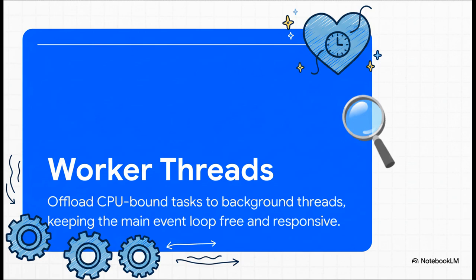So what do we do when we have to do some heavy lifting? The modern answer is built right in, worker threads. This is literally like hiring another chef to work in a separate kitchen. You can hand off a CPU-intensive task to a worker thread, it'll churn away on it in the background, and your main event loop stays completely free and responsive to handle user requests. It's the best of both worlds.